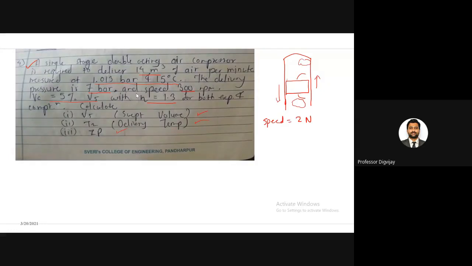Okay. So I hope you have written the numerical. Please try to solve it. Its answer is already there in the notes.